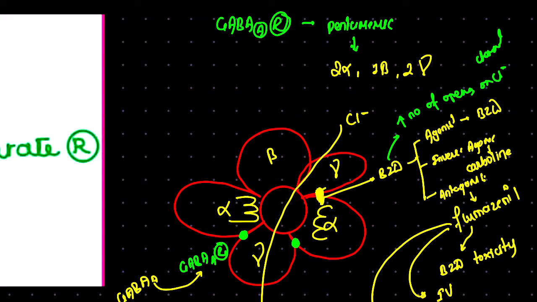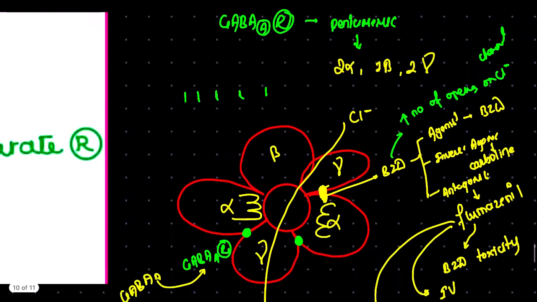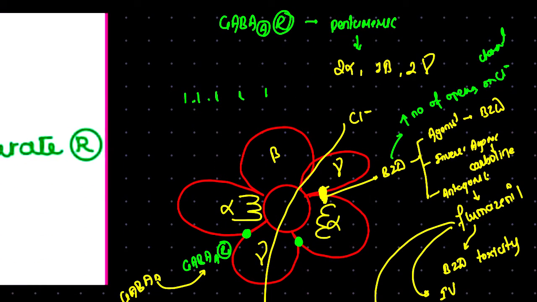Before benzodiazepine, suppose the chloride channel was opening 5 times. Okay, let's suppose 1 2 3 4 5 times, and 2 milliseconds each, right? That means the total duration is how much? It will open for 10 milliseconds.